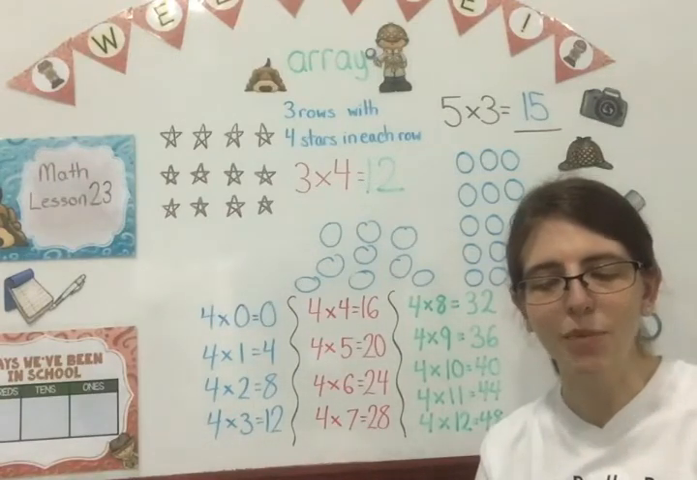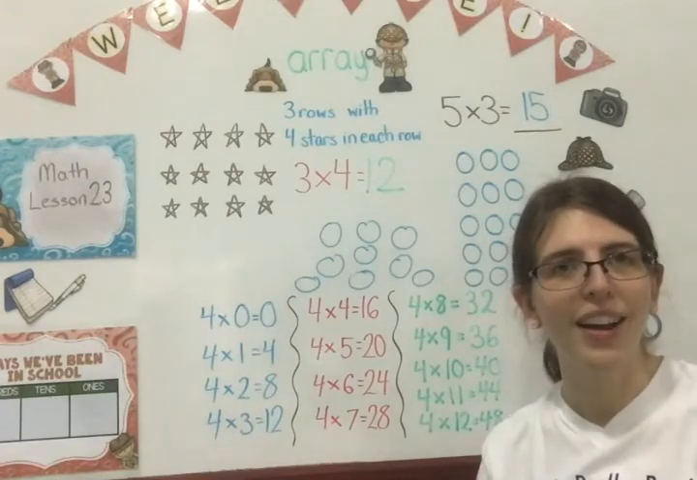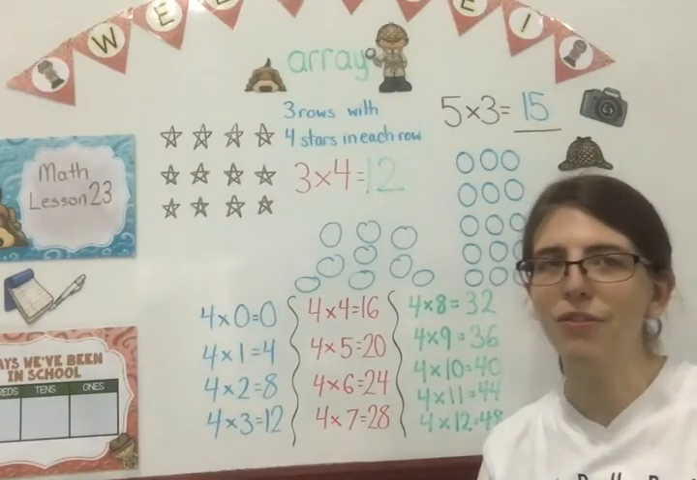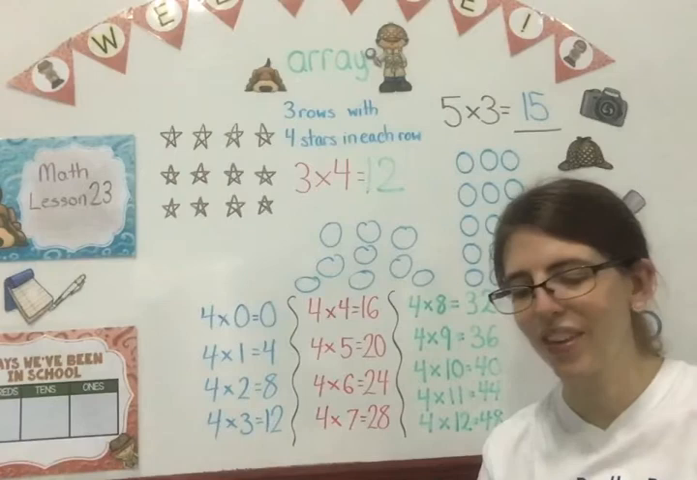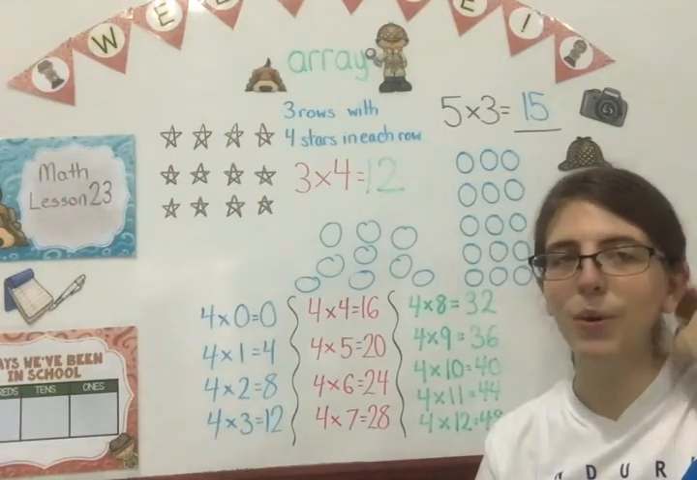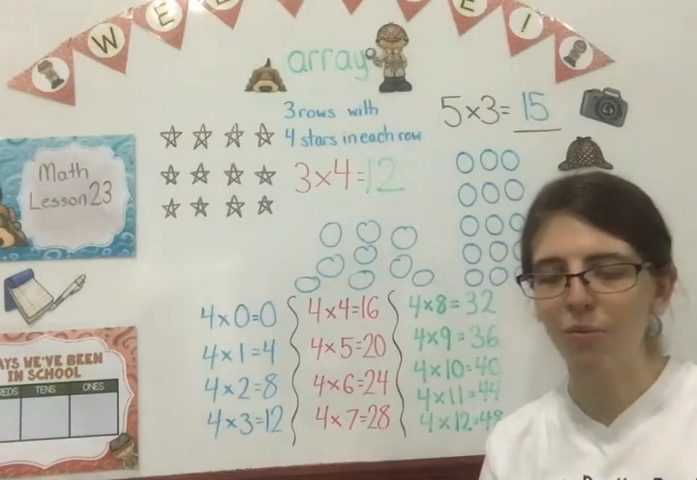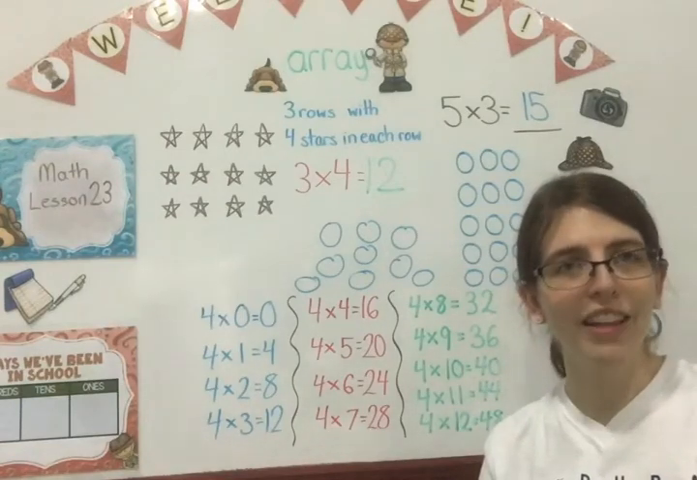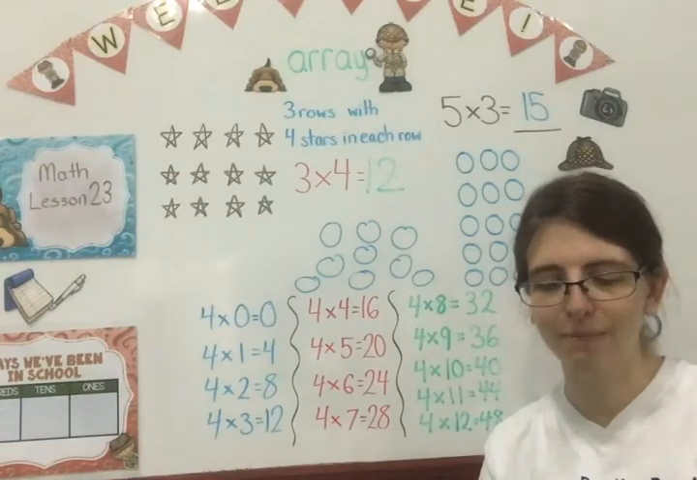So letter A should be 6 times 4. 6 rows with 4 in each row. 8 times 3. So that one is 8 rows with 3 in each row. Make sure you draw them small enough so that they fit in the box.